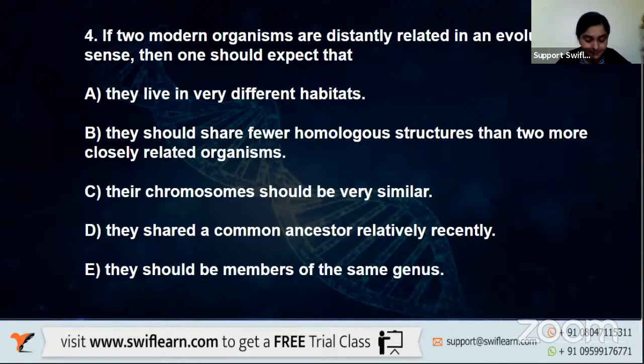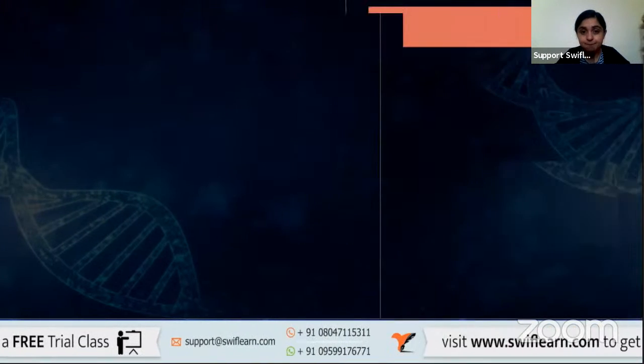Reading the question again. If 2 modern organisms are distantly related in an evolutionary sense, then one should expect that. And the answer for the same is B. They should share fewer homologous structures than 2 more closely related organisms. So here we have the answers to all of the questions that we discussed. The first one was D, second A, third A, and fourth B.